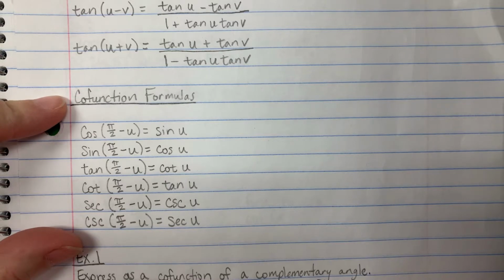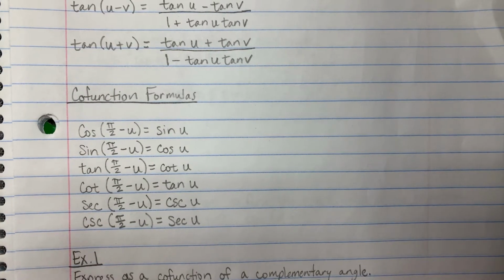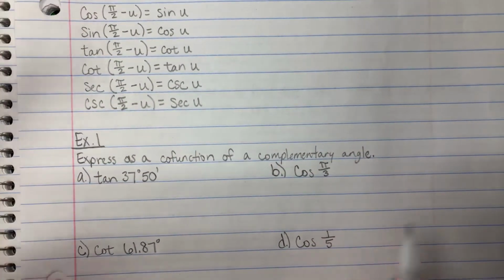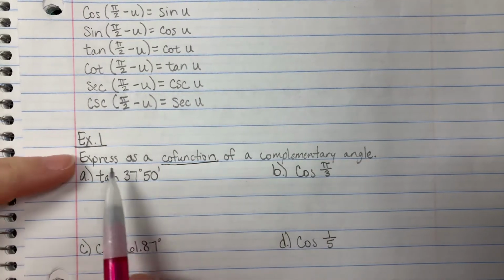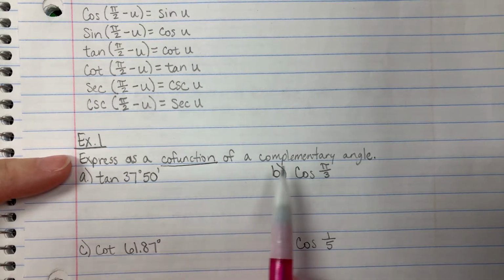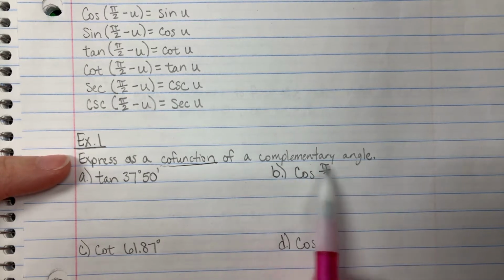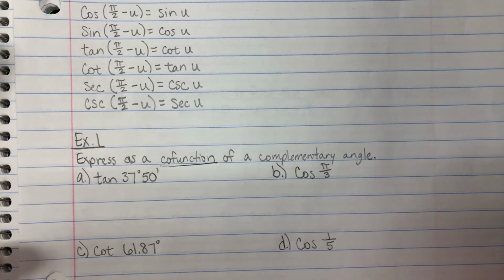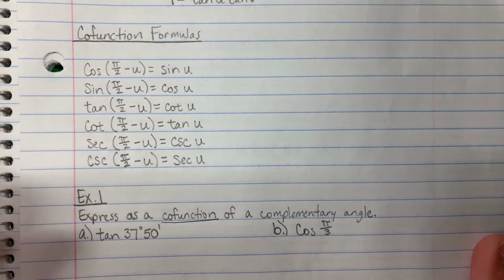So cofunctions, I said it comes up later in the lesson, but no, it doesn't. It comes up right here, first thing. It says express as a cofunction of a complementary angle. First of all, complementary means the angles add up to 90 degrees. In radian mode, that's pi over 2. Hopefully that makes some sense of why this pi over 2 is happening.